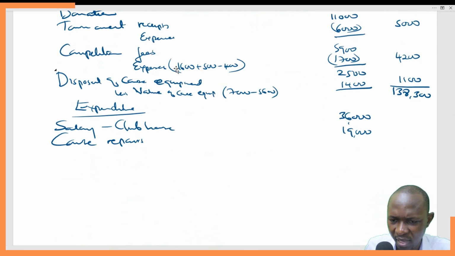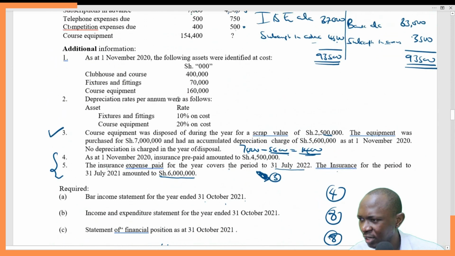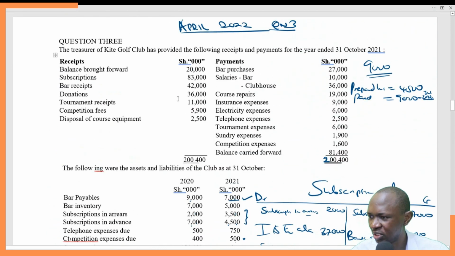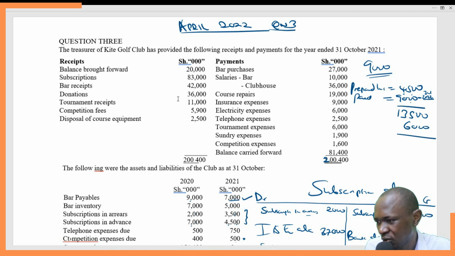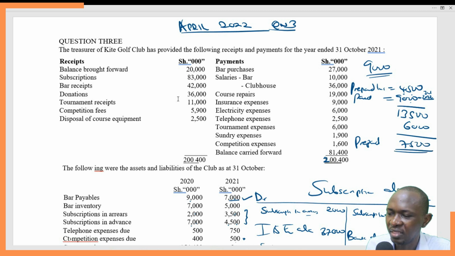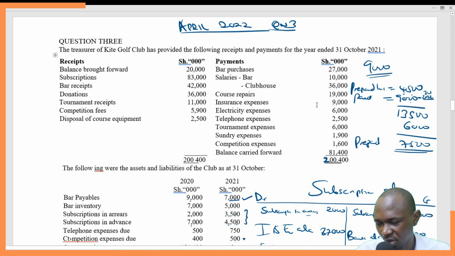But let's come here, say insurance expense. The yearly insurance expense will now be 6 million, and we remove the zero. So if we want to know how much, we started with the 4.5 that was prepaid. We paid 9,000, that makes it 13.5. The expense for this year is 6,000 as per the additional information. So the prepaid insurance for the following year will be 7,500, and this will go to the balance sheet in the current assets.